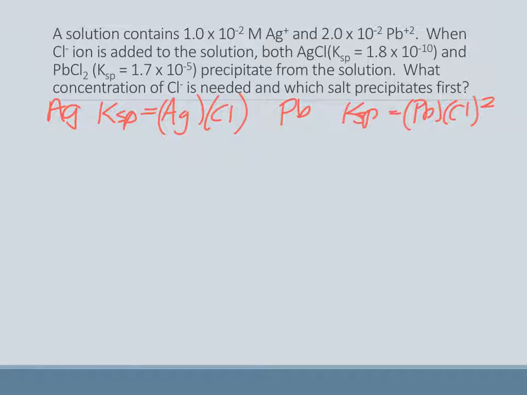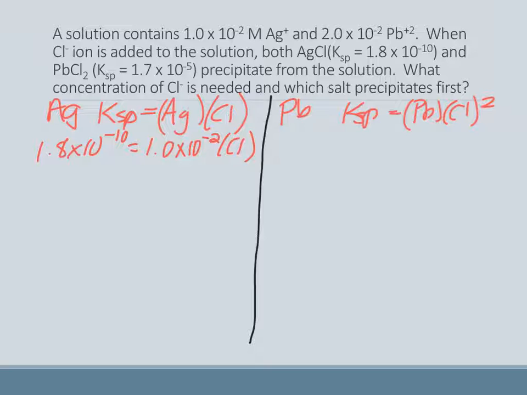We have some numbers. We're going to take our 1.8 times 10 to the negative 10th equals our Ag ions, so 1.0 times 10 to the negative second, and then our Cl. I'm going to draw a big line down the middle here that's going to help us delineate. And then on this side we have our 1.7 times 10 to the negative fifth equals our Pb, which is 2.0 times 10 to the negative second, times our Cl squared. So we'll work this through.